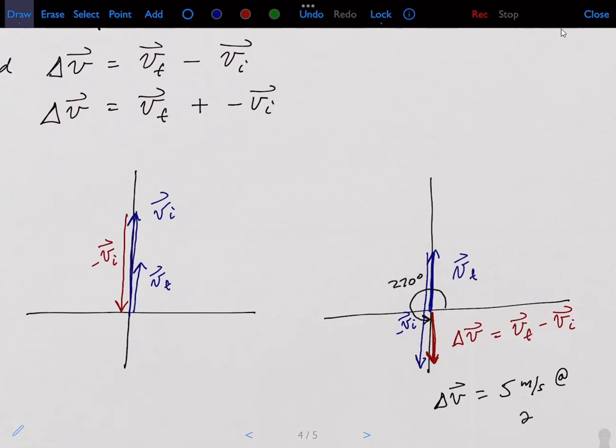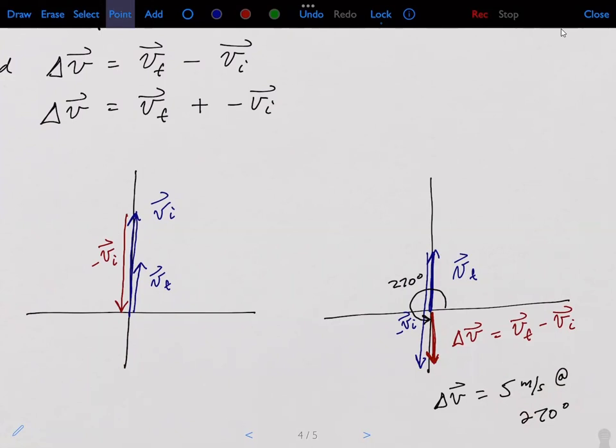Straight down. So at 270 degrees. So that would be my answer, right? It's pointing south. So 5 meters per second at 270 degrees. And we could do this graphically as well, right? If I have a conversion factor, then if I measure this delta v and convert back, 2 meters per second, I should get around 5 meters per second. And then the direction we already know is straight down south, so it's 270 degrees.